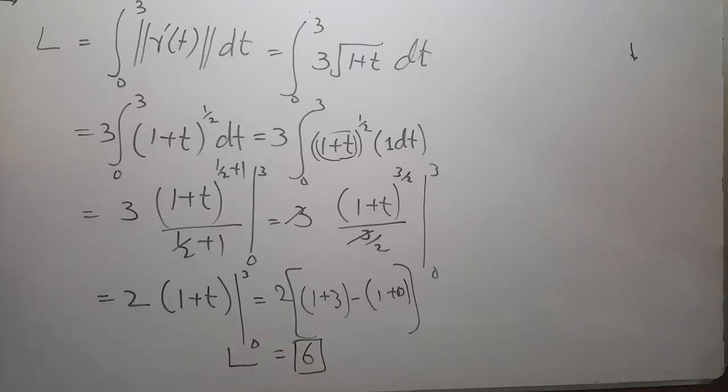Wait a second, we did something. Okay, this is 3 over 2. So this is 4 to the power 3 over 2, and 4 to the power 3 over 2 means 2 times 2 times 2, which is 8. Then 1 to the power 3 over 2 is 1. So 8 minus 1 is 7, and 7 times 2 is 14. So your answer is 14.